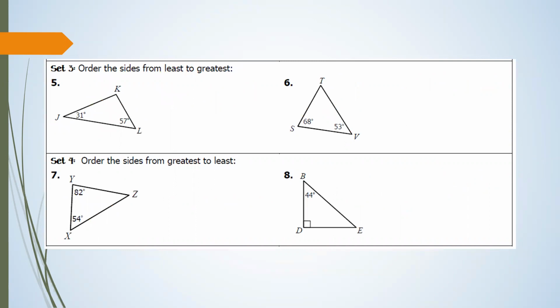Now let's order the sides from least to greatest. Notice that all of these triangles are missing an angle. So honestly, at the very beginning of this, I just went through and found that missing angle on all of these guys to make answering it a lot easier. So we just do 180 minus the 2 angles that are given to us. So angle K is 92 degrees. If you want to go through and find angle T, angle Z, and angle E, do that now.